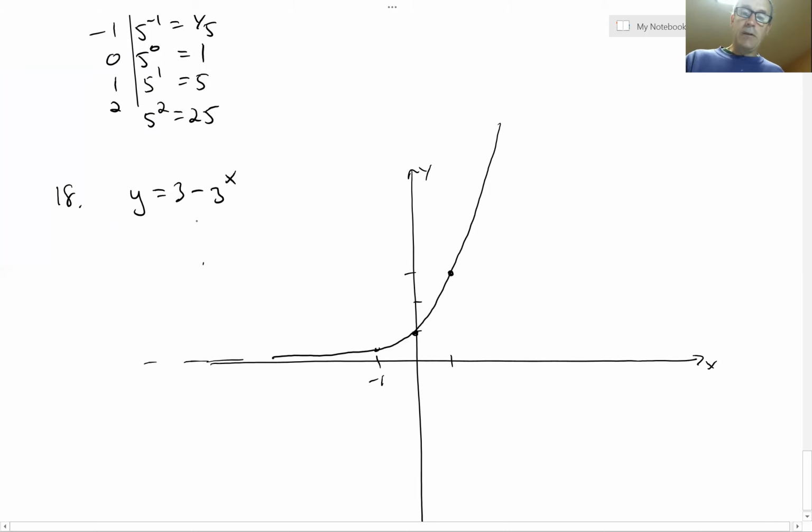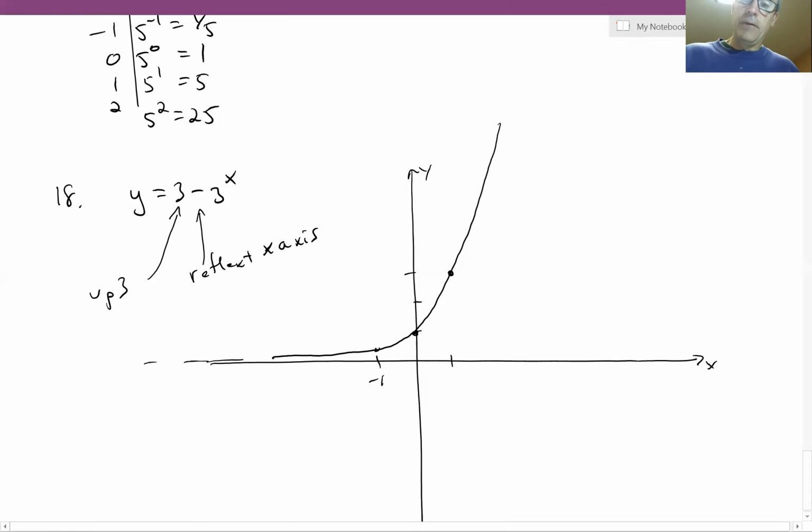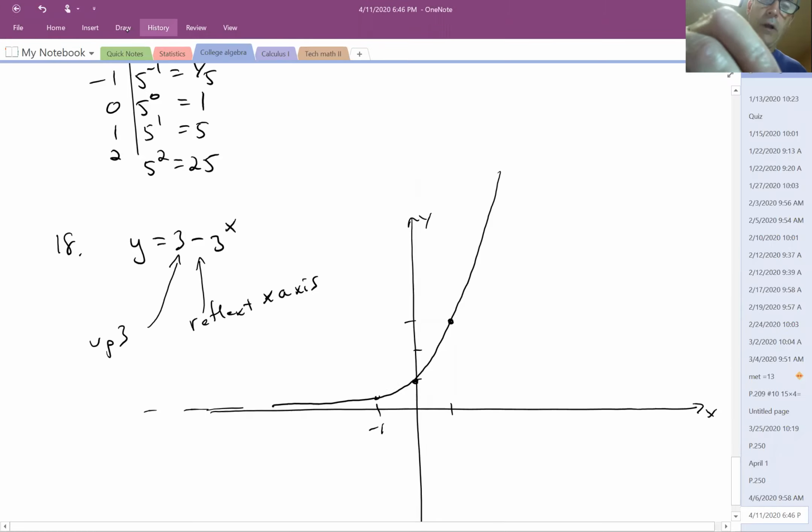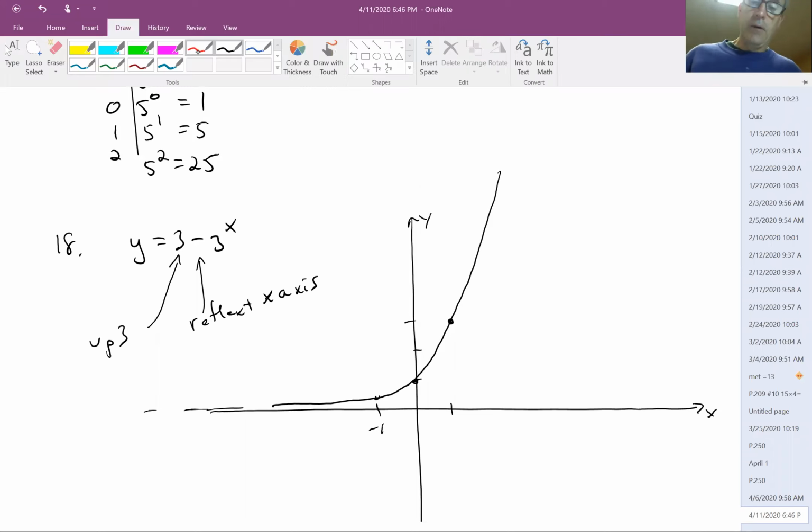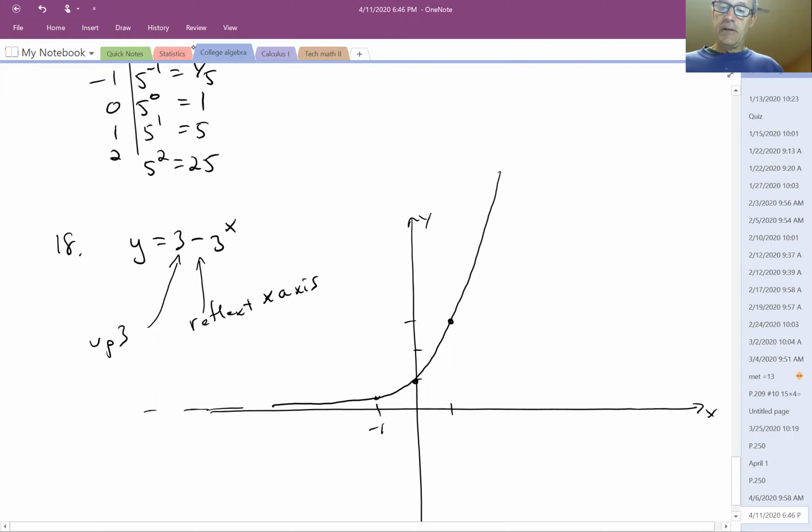So what's the minus do? That's minus on the outside. It's not a minus x. That's going to be reflect on the x-axis. The 3 is like adding 3. Up 3. Okay? So our final curve, let's make it red. Reflect on the x-axis.